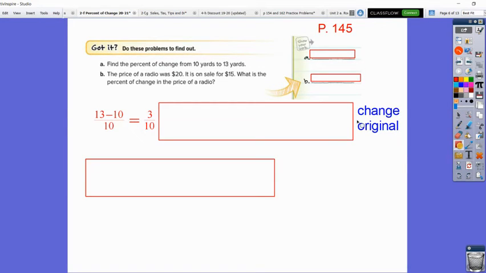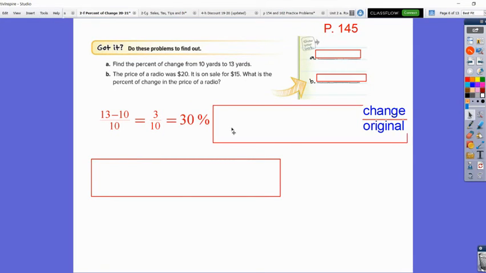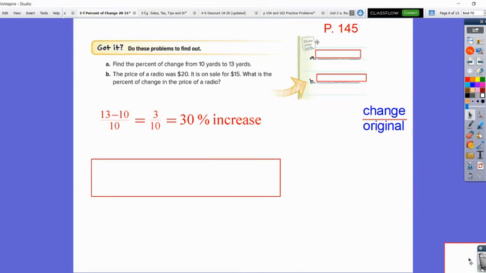So in your calculator, what is 3 divided by 10? You shouldn't even need your calculator for that one. 3 divided by 10 is 0.3, or 3/10 is 30%. Okay, but did it go up or down? It went up, right? It went from 10 to 13, so it's a 30% increase.